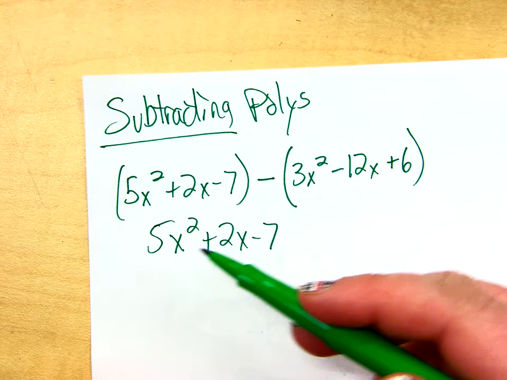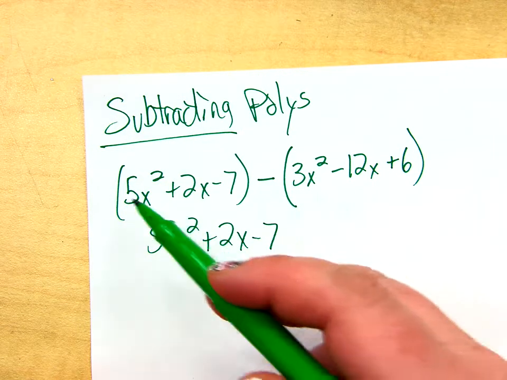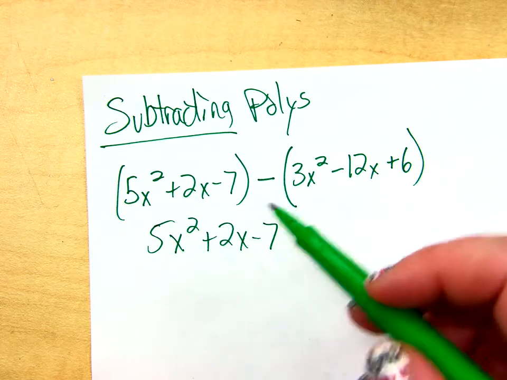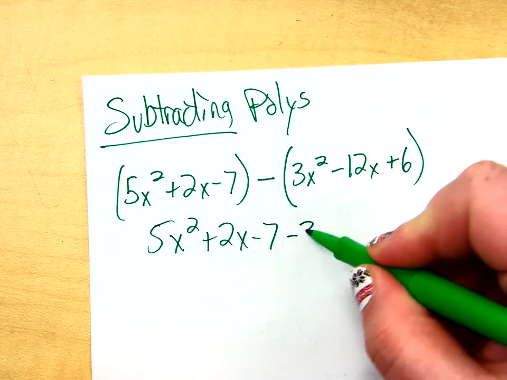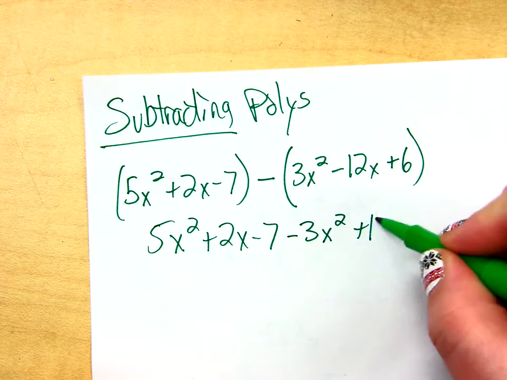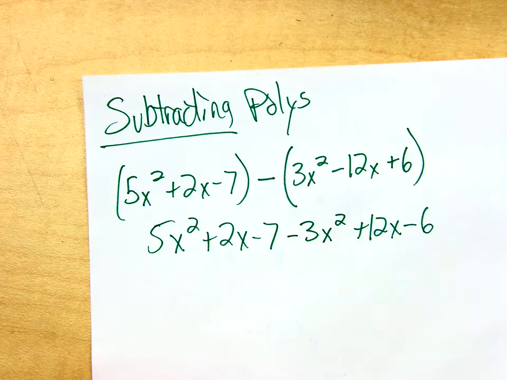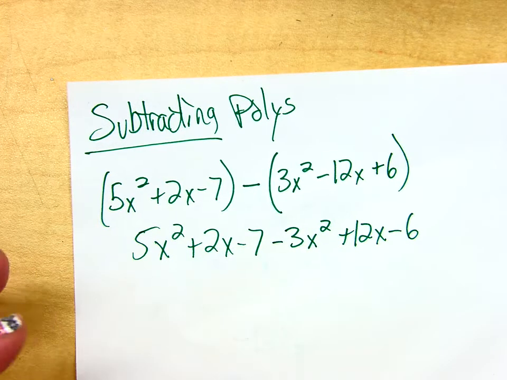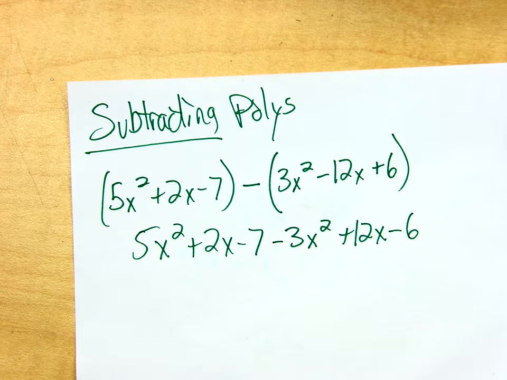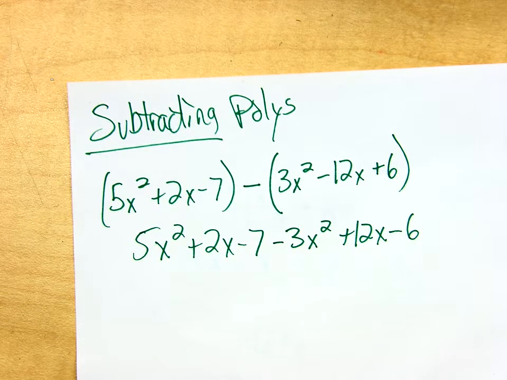Now the first thing doesn't change because I'm not subtracting that. So that's going to stay as it is. But now you distribute that negative: minus 3x squared plus 12x minus 6. Now that I've distributed the negative, I just combine like terms. That's the 2 steps: distribute the negative, combine like terms. That's it. So for subtraction, the parentheses do matter, but it's pretty easy to handle.